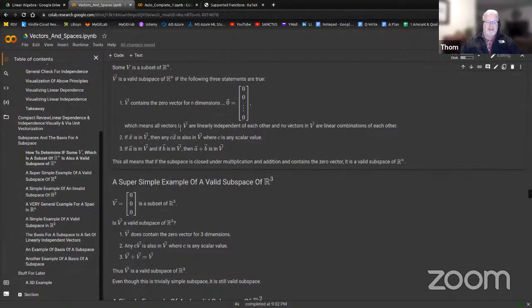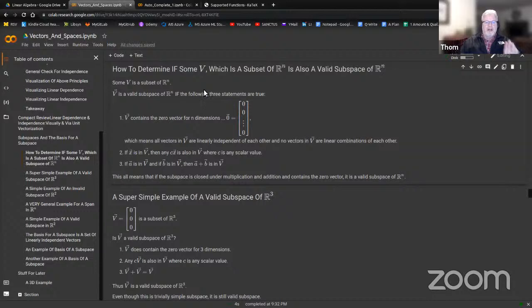And it would dictate that the only way to get the zero vector is for C1 and C2, et cetera, down to Cn for the number of dimensions we had, or I should say Cm for the number of vectors we have for this subset. None of them are dependent on each other. So again, we're talking about how to find a valid subspace of real numbers of n dimensions.